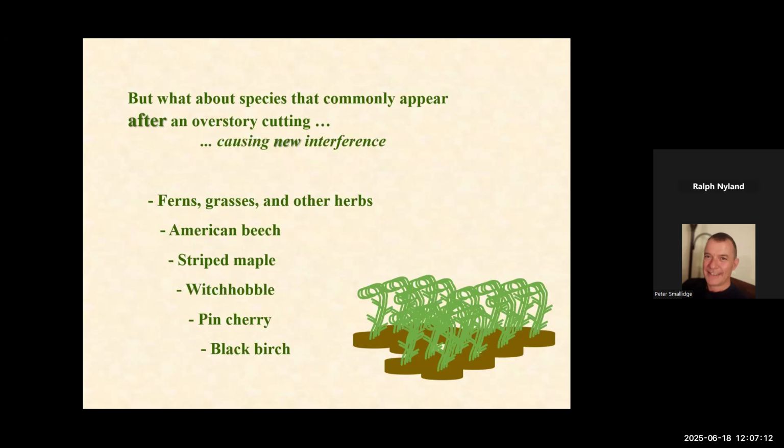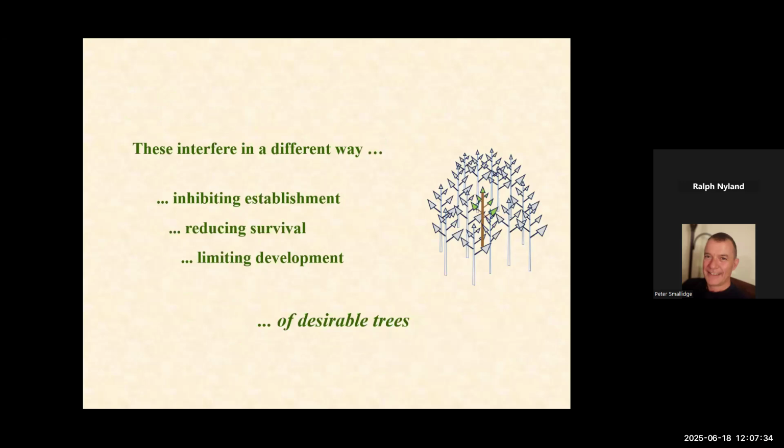But several species tend to commonly appear after an overstory disturbance or cutting, and that causes new interference, the awful part of the confusion statement. Things like ferns, grasses, and herbs, American beech, striped maple, witch hobble, pin cherry, black birch, even yellow birch. They interfere in a different way. They do inhibit establishment, but they reduce survival and they limit development of desirable trees.